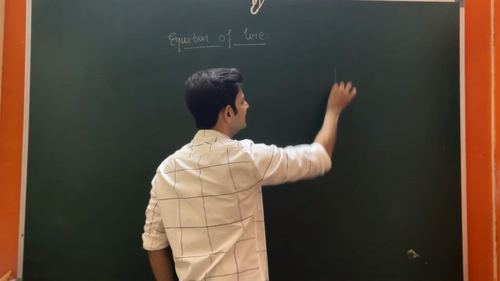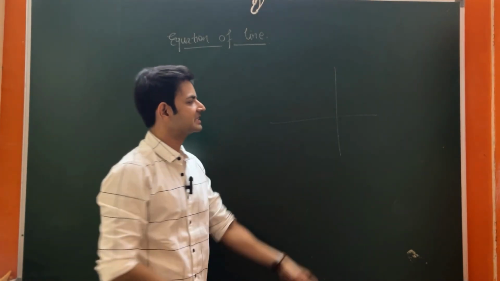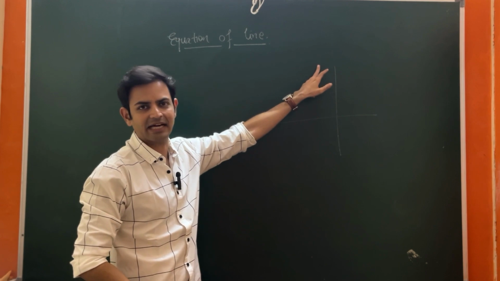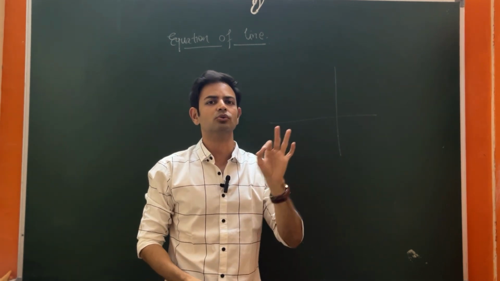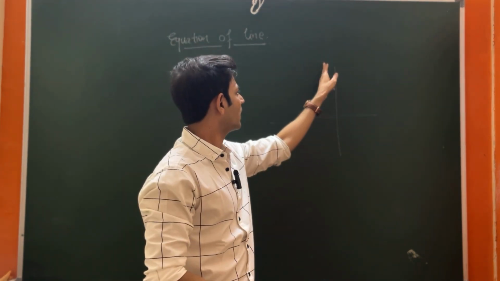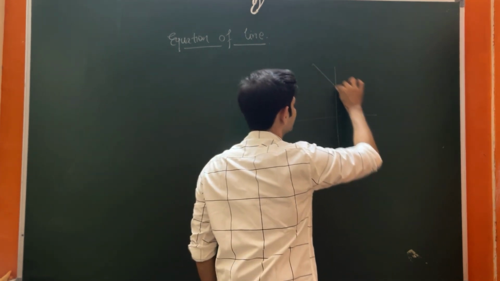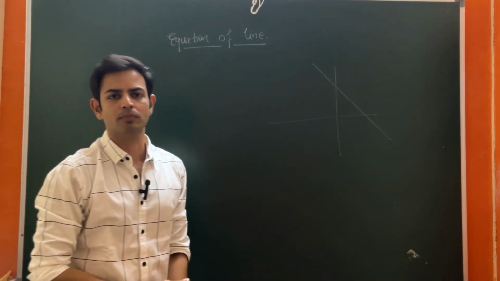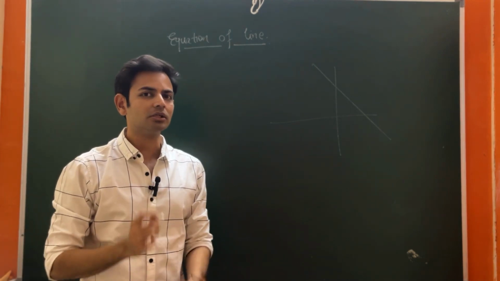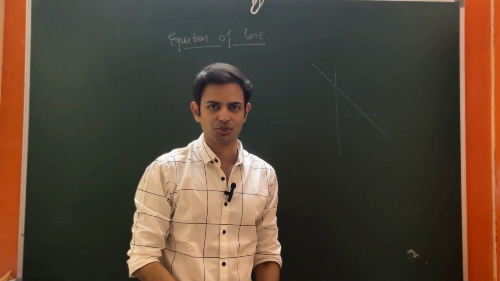So, for example, this is my Cartesian plane. This is our x-axis, this is the y-axis. X-axis is also known as abscissa and y-axis is also known as ordinate. Now, let us say we have a line passing through both the axes. So we have a term here called inclination.